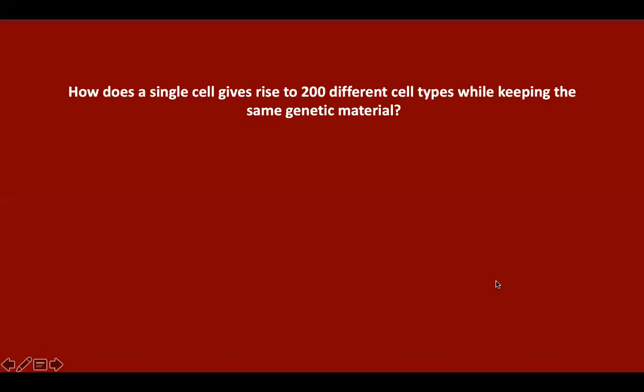So, anybody care to answer this question? How does a single cell give rise to 200 different cell types while keeping the same genetic material? Starting from the same genetic material, every cell has the same genetic content, or more or less the same genetic content with a couple of exceptions, but there are still more than 200 different cell types. Anybody? Any volunteers?